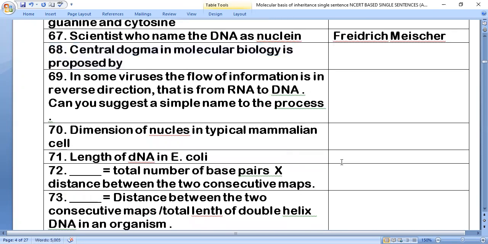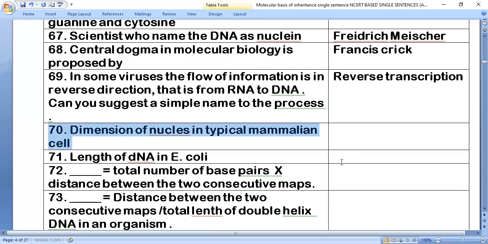Central dogma in molecular biology was proposed by Francis Crick. In some viruses, the flow of information is in reverse direction, that is from RNA to DNA. Can you suggest a simple name to the process? Reverse transcription. Dimension of nucleus in a typical mammalian cell is 10 to the power of minus 6 meters.